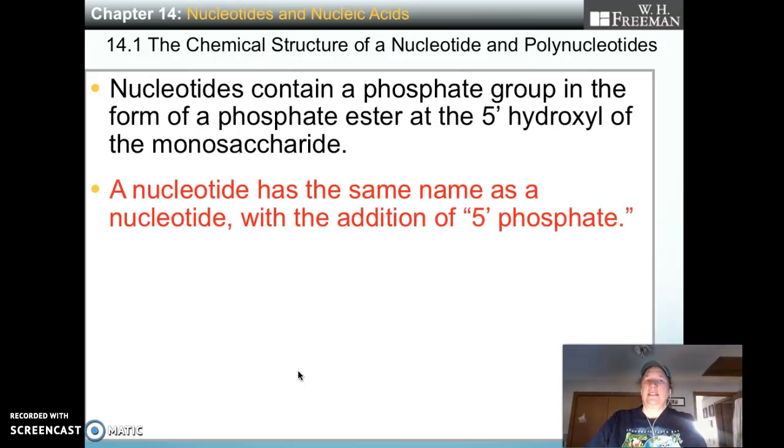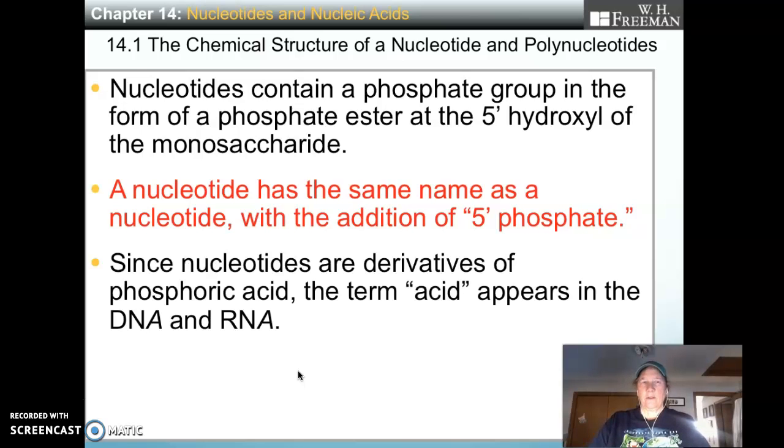It has the same name. The nucleotide has the same name as what they call the addition of the number 5 phosphate, okay? So nucleotides, again, are derivatives of phosphoric acid, okay? That's where the deoxyribose nucleic acid comes from. They're a derivative of that. That's where it comes from, the phosphate group. Because to get the phosphate group, it comes from phosphoric acid, and that's another part of the name. Who would have thought that so much was in this name?